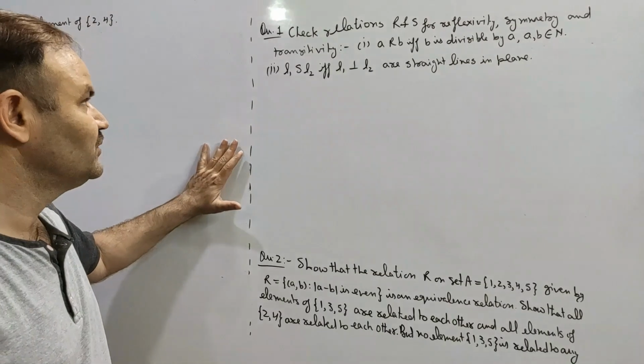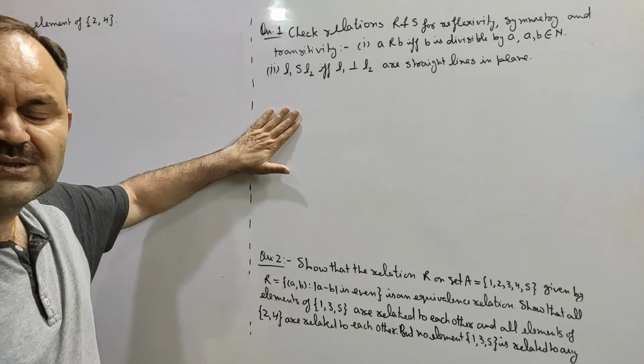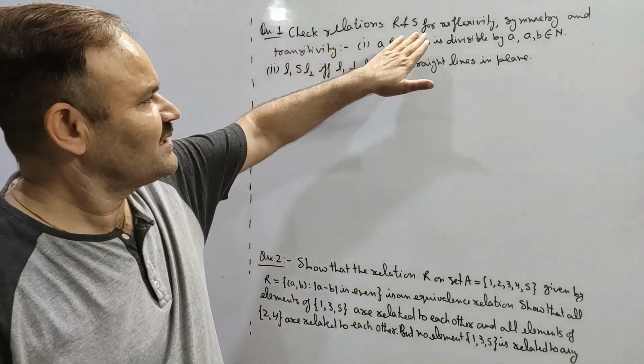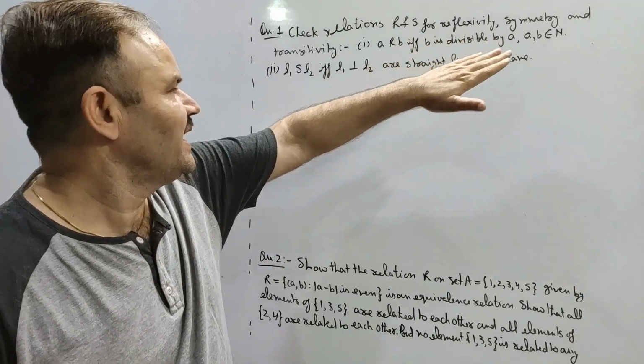Now we will solve two questions to strengthen our understanding related to relations. So first, check relations R and S for reflexivity, symmetry and transitivity.